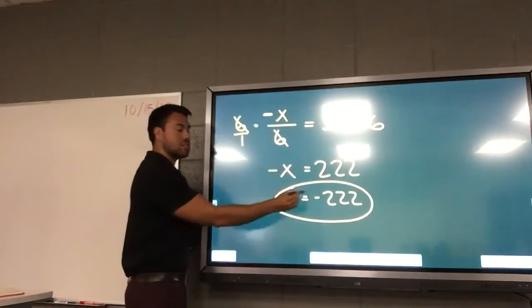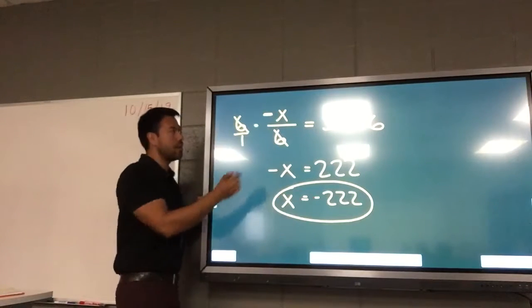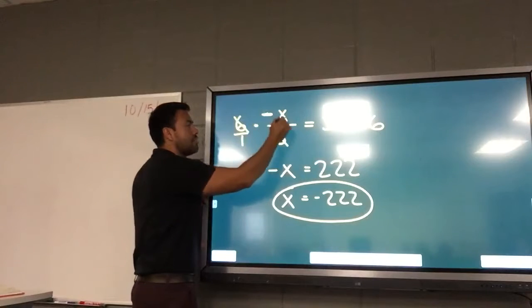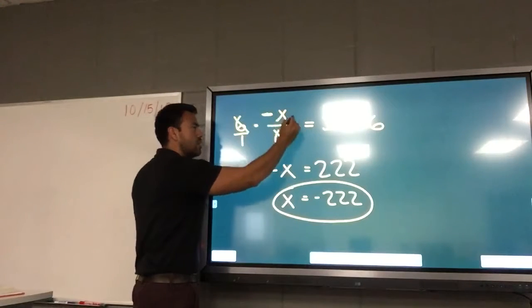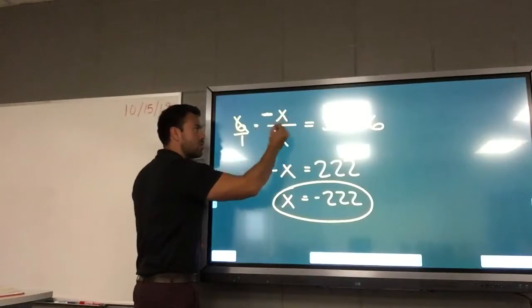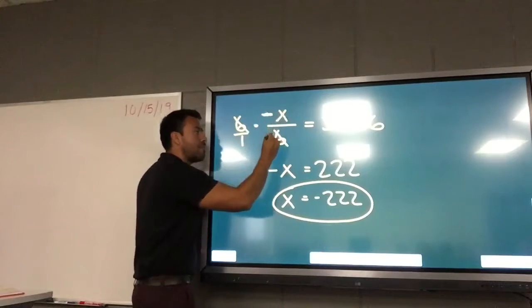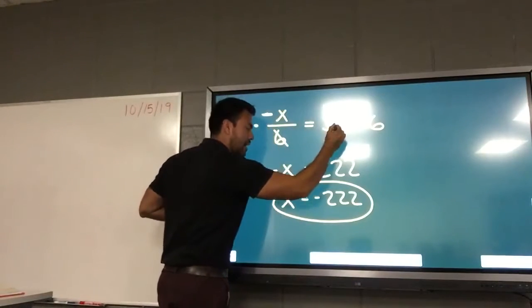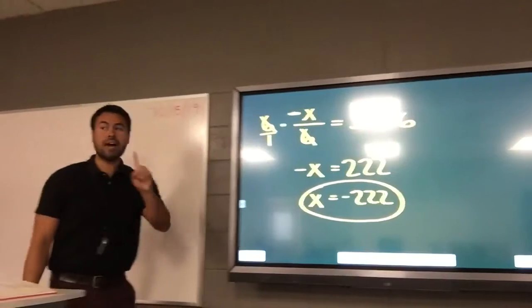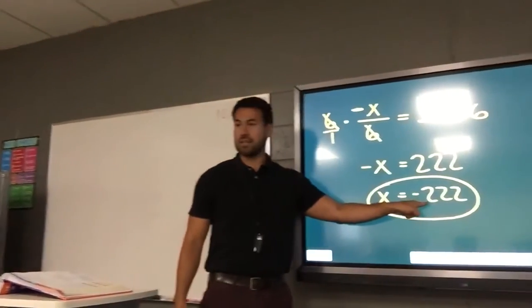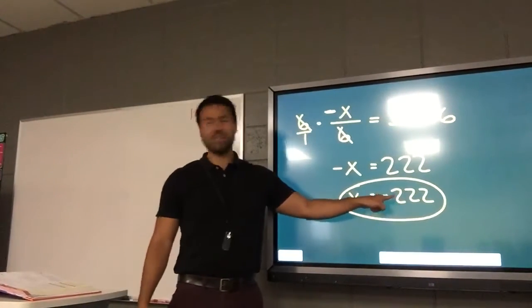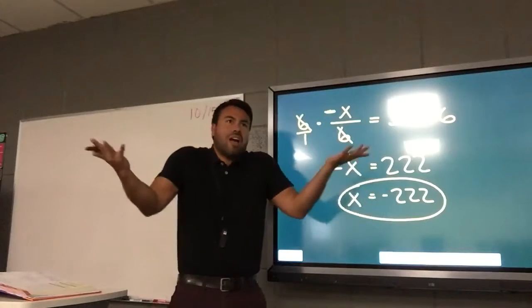Okay, now watch. Let's see our answer, because it has to work. What's the opposite of negative 222? Positive 222. A positive divided by a positive equals a? That's the answer. Do you see how it cannot be positive?